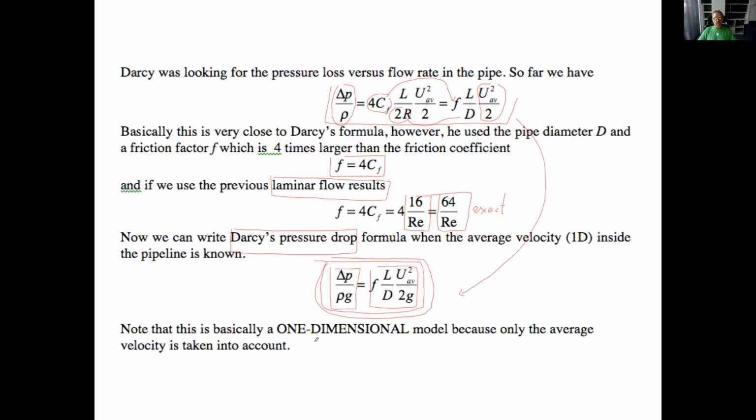So one more time, this is a one-dimensional model because he's using average velocity. He forgets about the math and all that, the velocity distribution. He's just looking at the average velocity.